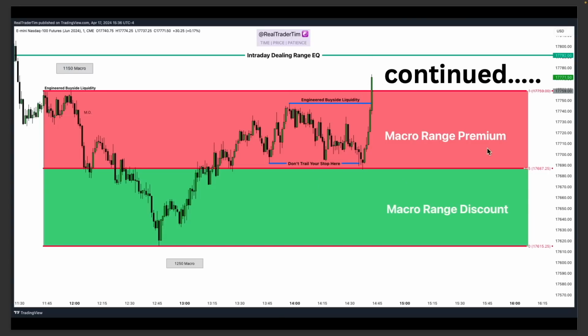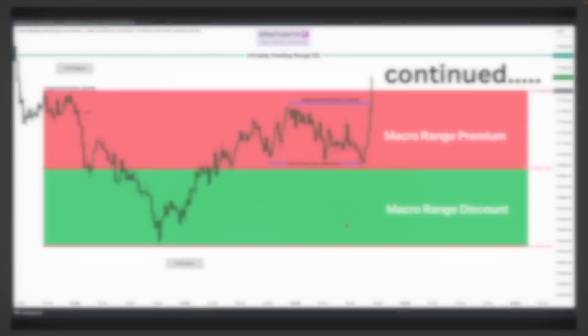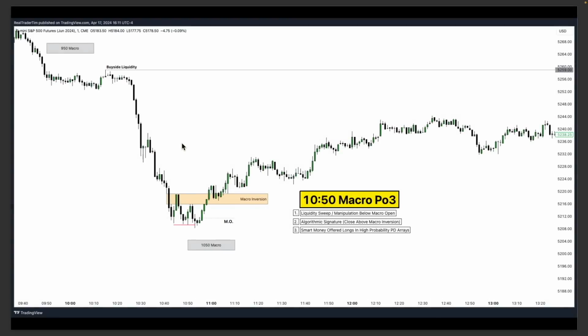Look for this stuff in your chart, and we'll continue to look for examples of this in price action because this stuff occurs over and over and over again. Okay, so on to our next example.